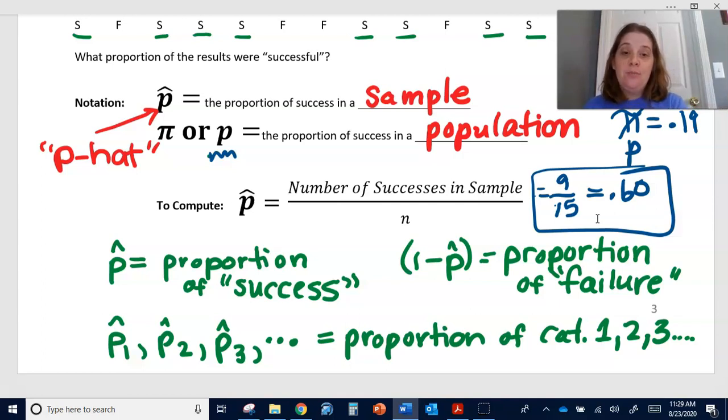So again, P hat is the proportion of success, which means if you did 1 minus P hat, that would give you the proportion of failure. If I know 20% were successful, that gives me 80% of failure. You can also use subscripts, and we'll do that in later chapters to show different proportions, like the proportion of vanilla, the proportion who said chocolate, the proportion who said strawberry. That could be like P hat 1, P hat 2, P hat 3. You can do that with subscripts.